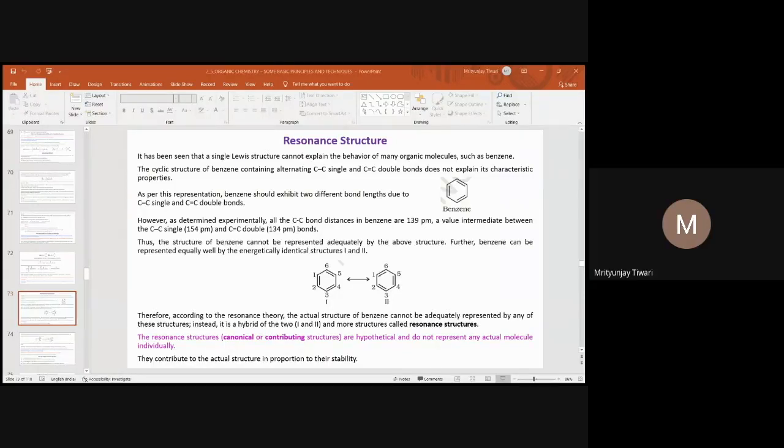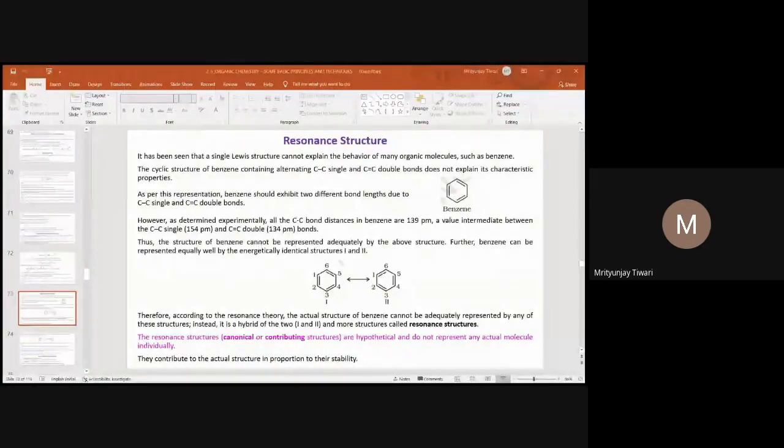So resonance structures, as you can see here, means all these resonating structures are in resonance with each other, and with the resonance, they will form a resonance hybrid, which is the real structure or the actual structure of the molecule, and on the basis of which you can determine all the properties of that particular organic molecule.